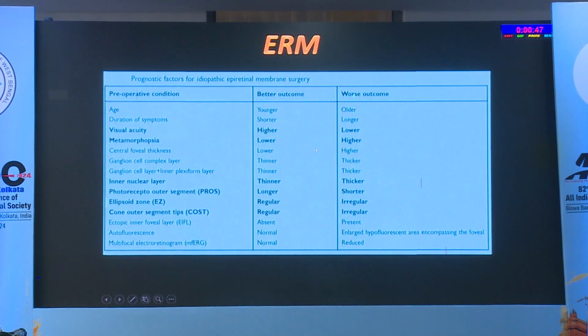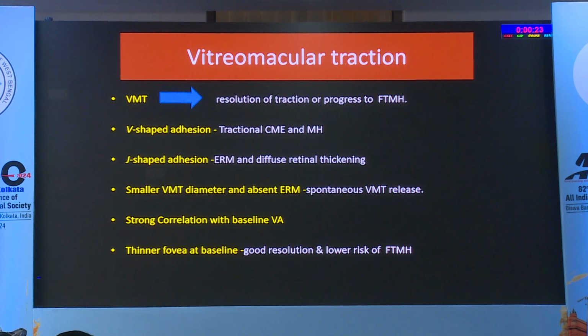So as I told, with ERM surgery: older the age, longer the duration of symptoms, lower the presenting visual acuity, higher the metamorphopsia score, thicker the central foveal thickness, thicker the ganglion cell layer and inner nuclear layer, shorter photoreceptor outer segments, irregular ellipsoid zone, and the presence of an ectopic inner foveal layer, all these are poor prognostic factors when you're considering epiretinal membrane surgery.